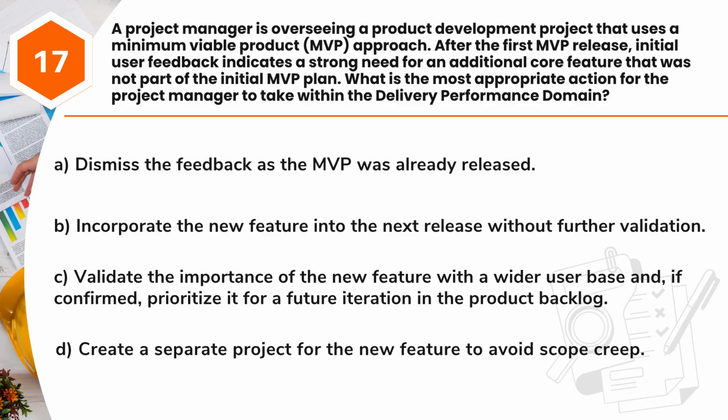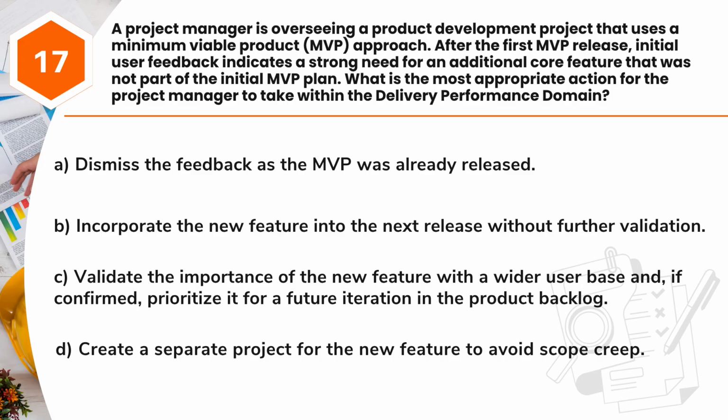Question 17. A project manager is overseeing a product development project that uses a minimum viable product (MVP) approach. After the first MVP release, initial user feedback indicates a strong need for an additional core feature that was not part of the initial MVP plan. What is the most appropriate action for the project manager to take within the delivery performance domain?